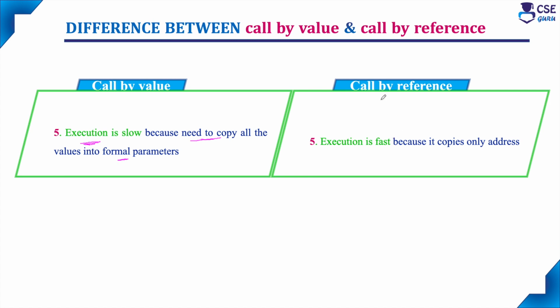In call by reference, execution is fast, since the actual parameter and formal parameter share the same memory location. So only one memory location will be allocated. But in call by value, two different memory locations will be allocated separately and time is wasted in that. Even memory is also wasted in call by value. So in call by value, execution is slow. In call by reference, execution is fast.